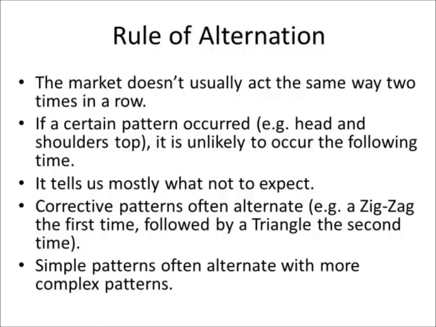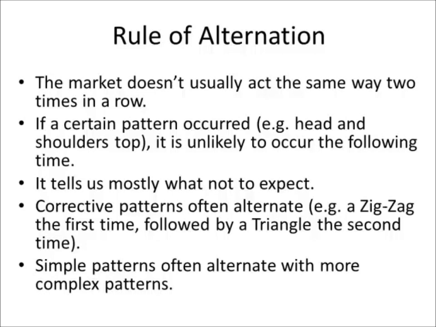Rule of alternation. The rule of alternation is a separate concept in Elliott wave theory. So now we've gone past looking at corrective waves. We're going to look at a couple of other details about Elliott wave theory before we move on to Fibonacci analysis. So one of these things is called the rule of alternation.